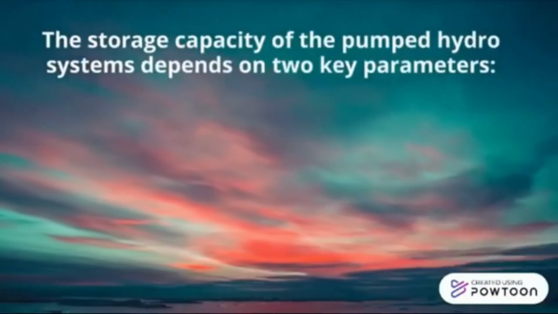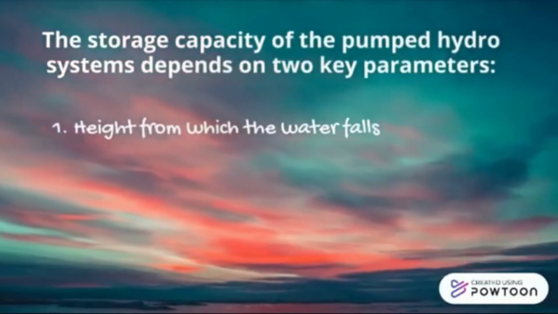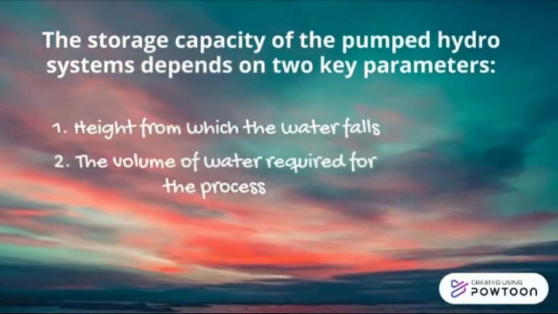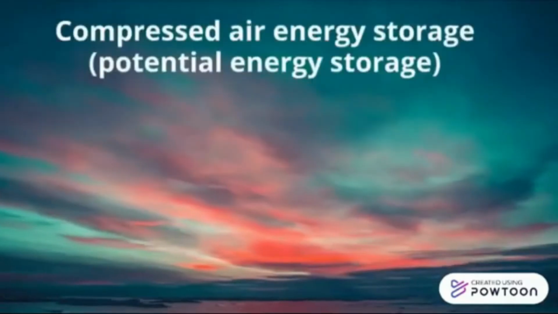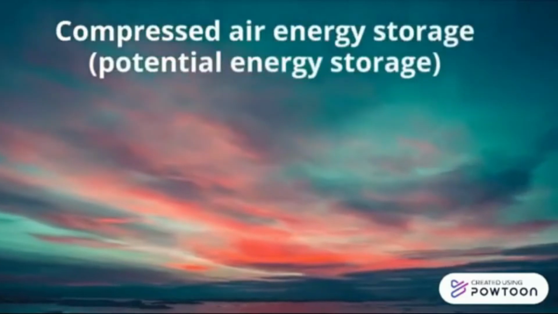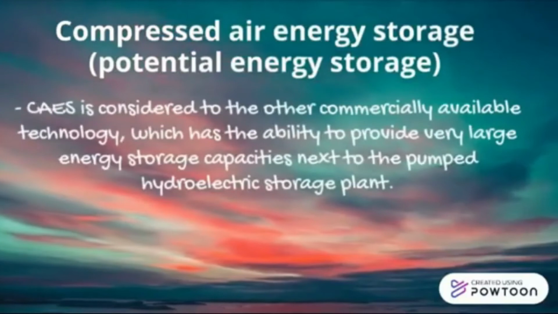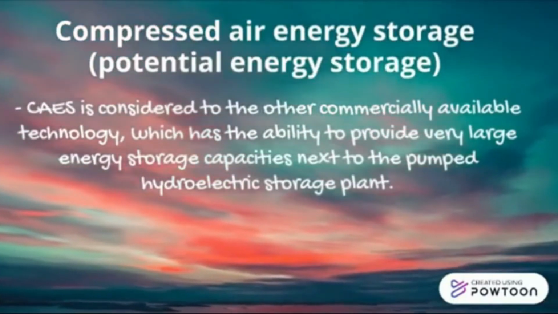The storage capacity of the pumped hydro system depends on two key parameters. First, the height from which the water falls, and second, the volume of water required for the process. A mass of 1 ton of water falling from a height of 100 meters can generate about 0.272 kilowatt-hour of energy. And last, energy storage by mechanical medium is compressed air energy storage. Compressed air energy storage is considered the other commercially available technology which has the ability to provide very large energy storage capacities, next to the pumped hydroelectric storage plant.